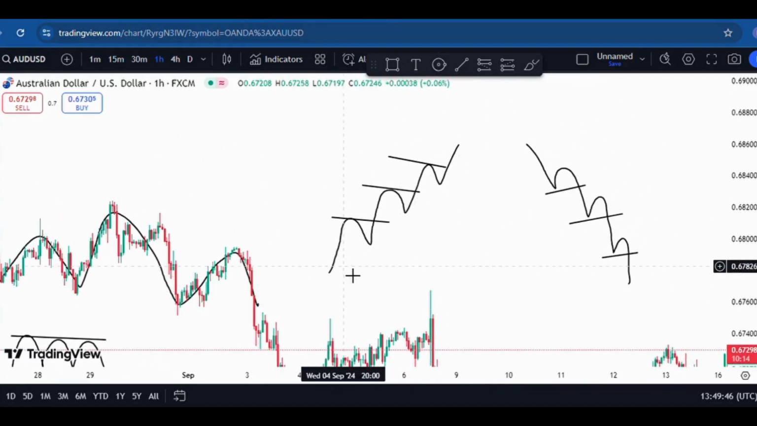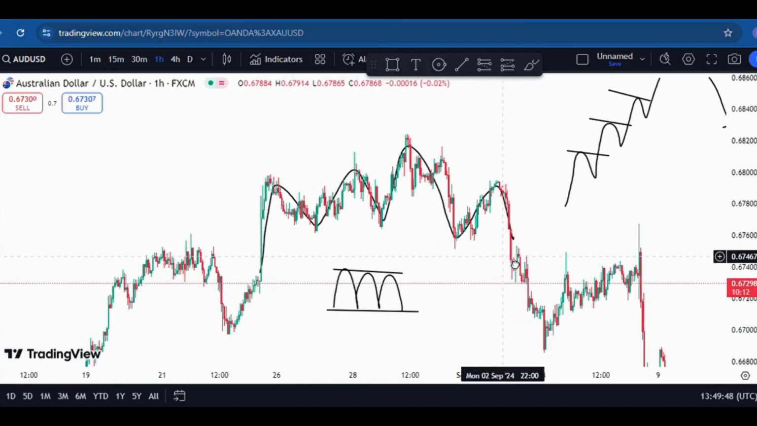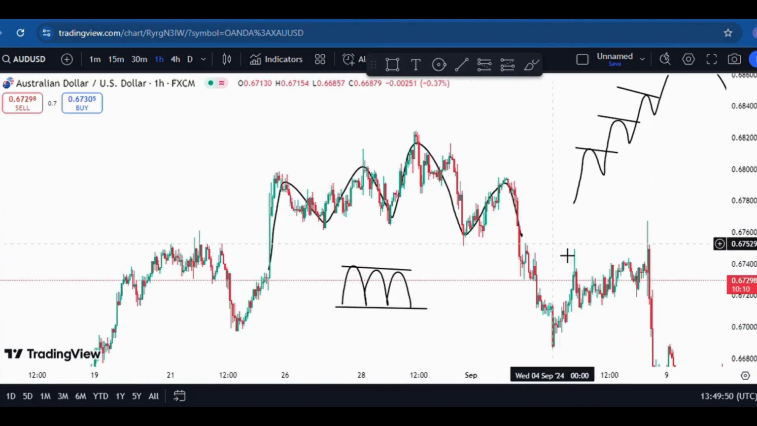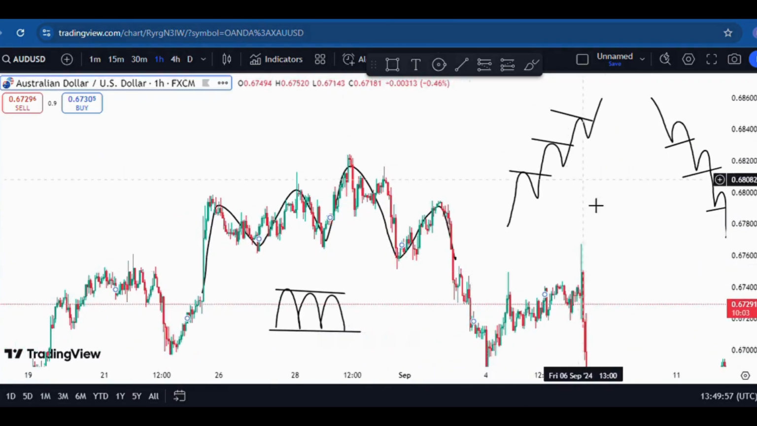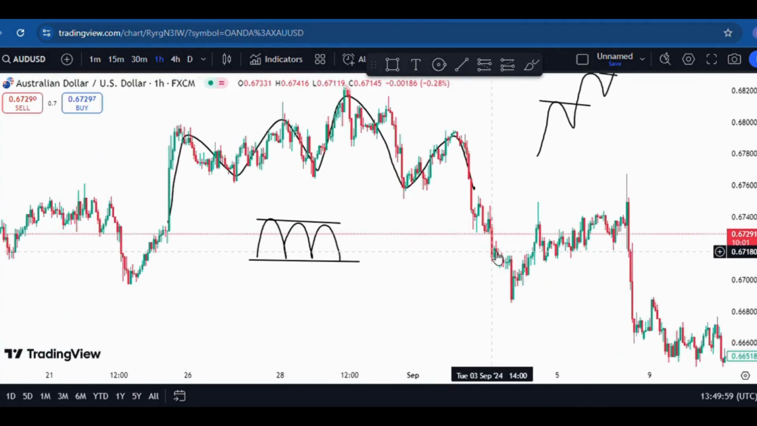So I've showed you how to draw support and resistance, and also how to identify when the buyers are in control, or when the market is uptrending or downtrending, which you see right here. So make sure you apply this to your trading, and hopefully you'll stop blowing accounts as usual.